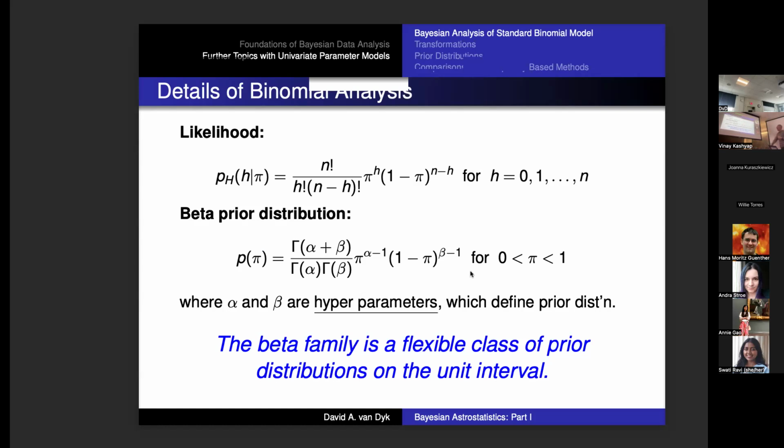We sometimes call these things hyperparameters, the same as the gamma distribution, the alpha and the beta. I can pick them. We don't expect to estimate them from the data, but they're parameters that I can adjust that control my prior. Again, the beta is a flexible class. I think I have just a bunch of pictures of it.